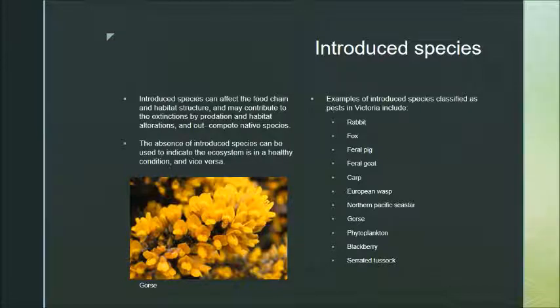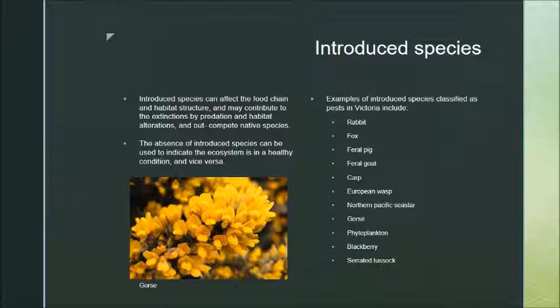When we're talking about land ecosystems, there's a few other things we can think about. One that we already looked at at Cape Conran was the presence of introduced species. So introduced species affect natural food chains as well as habitat structure, and they can contribute to extinctions and predation and habitat alterations. They can outcompete native species. If there's no introduced species, then that indicates a healthy ecosystem, and vice versa. If there's lots of introduced species, then chances are your natural ecosystem is not faring too well.